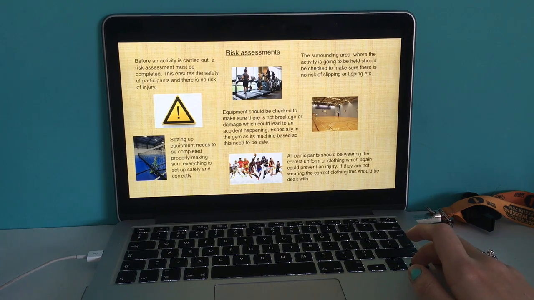The setting up of equipment should be checked and make sure it is all safe. Clothing should be correctly worn, making sure all jewellery is removed as an example. Also making sure the area is slip and trip free. All of this is making sure the risk of injury is reduced and make sure the area is safe to use.